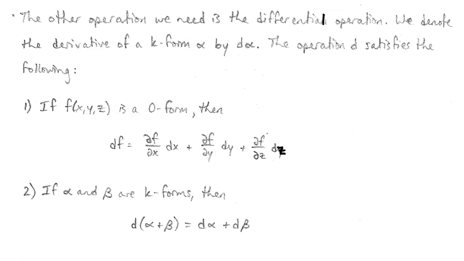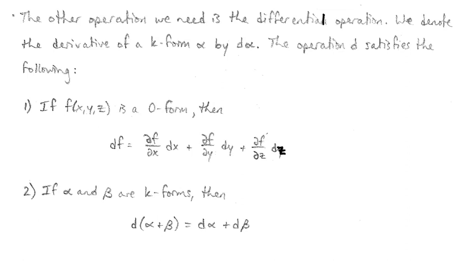We need to talk about the differential operation, or the differentiation operation, or the derivative operation. All these things mean the same thing. We need to learn how do we take the derivative of a differential k form. So if we have a k form, which I'll call alpha, then the derivative of it is denoted by d alpha. And this operation d, which is the differentiation or the derivative, satisfies the following.